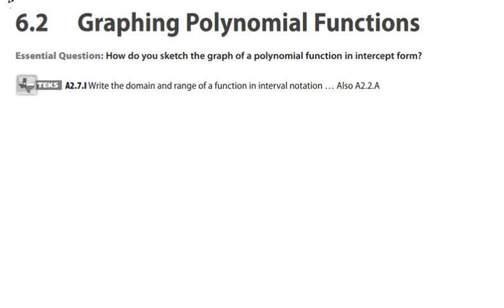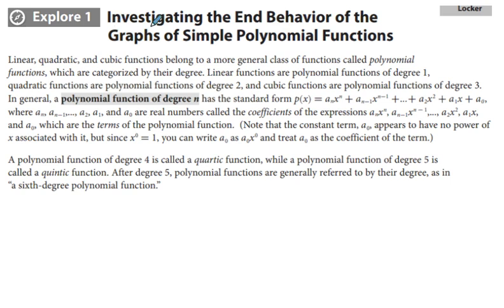Algebra 2, Chapter 6.2, Graphing Polynomial Functions. Essential question: how do you sketch the graph of a polynomial function in intercept form? I call that sometimes factored form. And we have the TEKS: write range function in interval notation. And this is from the book, Explore 1, Investigating the End Behavior of the Graphs of Simple Polynomial Functions.